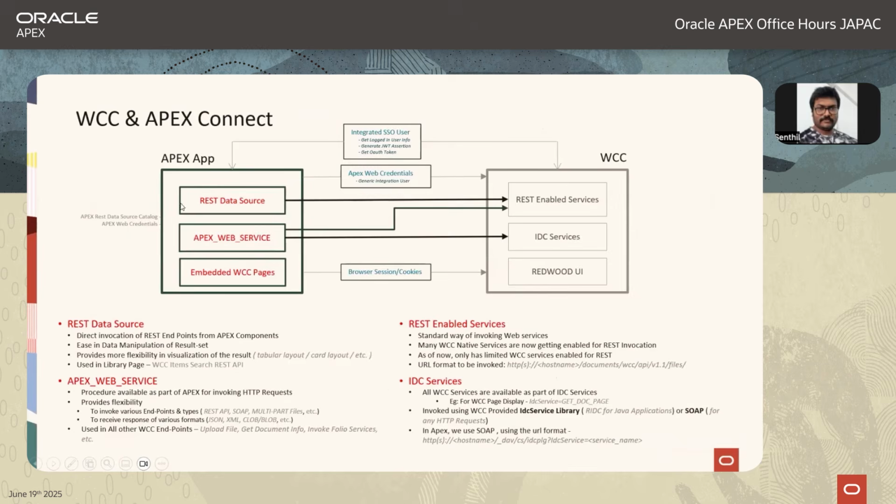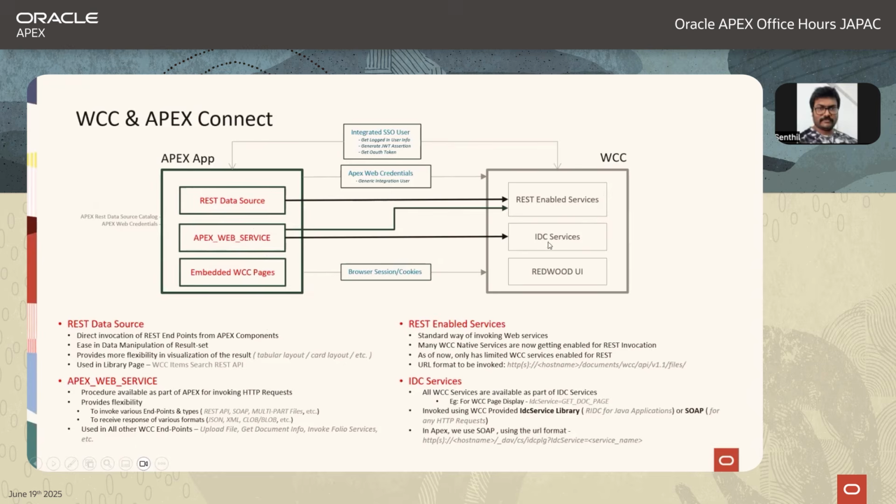So how do we connect between these two? On the Apex side, we have three different options. One, we have the REST data source, for which we use the catalog, then we have the Apex web service procedure, and we have the embedded WCC pages. Basically, we have this preview page which you saw, which has all the information. So these are the three options we use from the Apex app, which connect to different endpoints in the WCC.